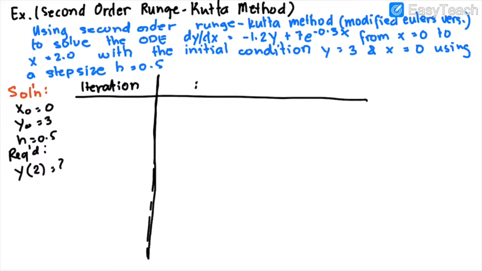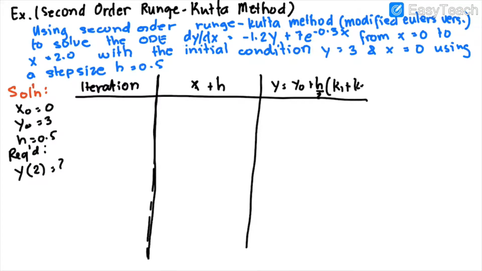The value of x plus the step size, and the value of y equal to y naught plus h over 2 times k1 plus k2. Remember, we are using the second order Runge-Kutta method using the modified Euler's version. So for the first iteration, the initial value was given as x naught equal to 0 and y naught is equal to 3.